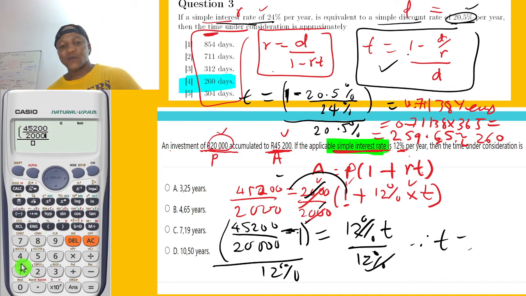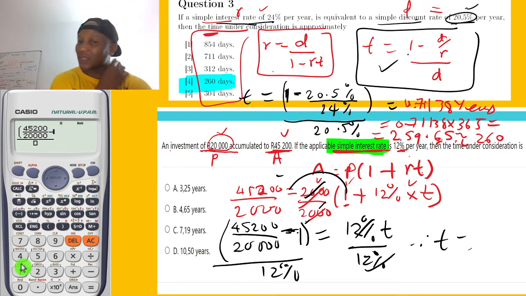Let me just wait. Take time, it takes time. Come on, let's go. This calculator is very slow. I don't like when it's too slow. Okay, bracket, and then go to the denominator. Close the bracket.